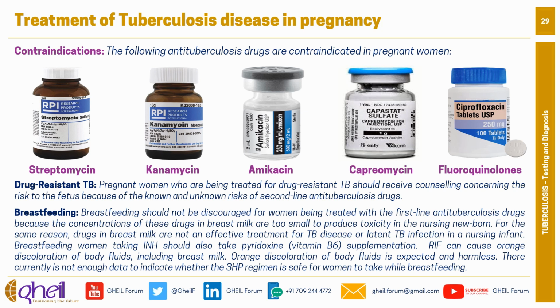RIF can cause orange discoloration of body fluids, including breast milk. Orange discoloration of body fluids is expected and harmless. There currently is not enough data to indicate whether the 3HP regimen is safe for women to take while breastfeeding.